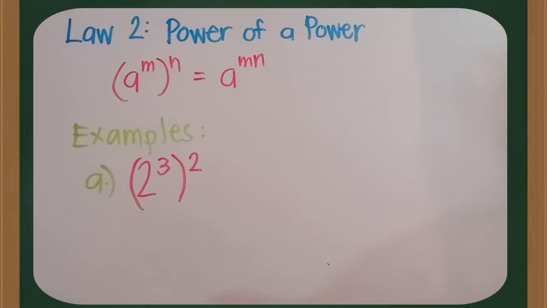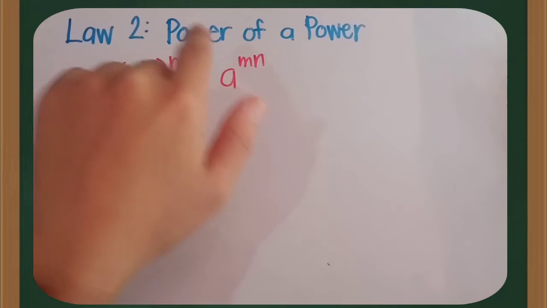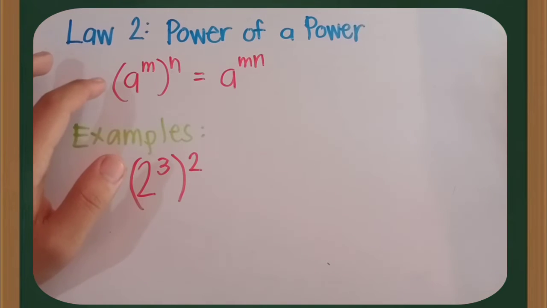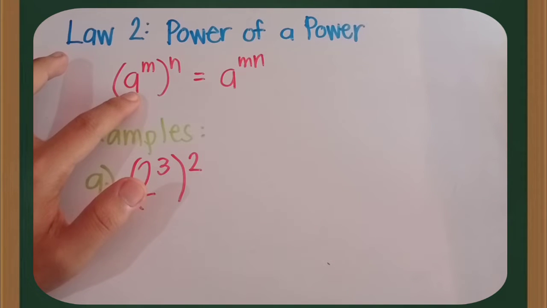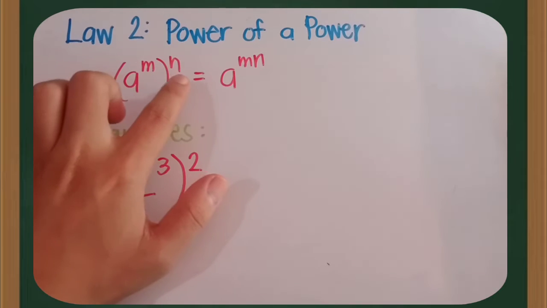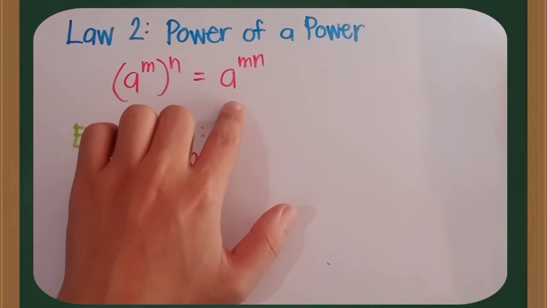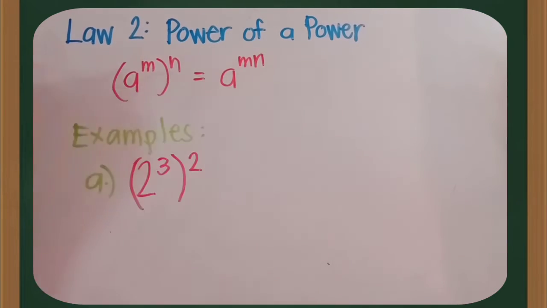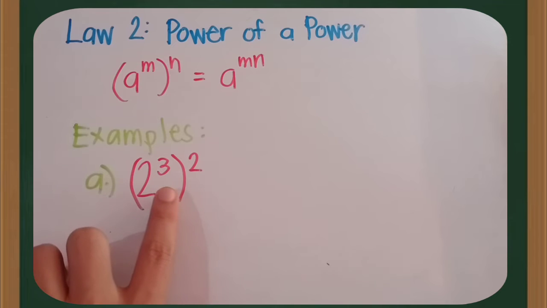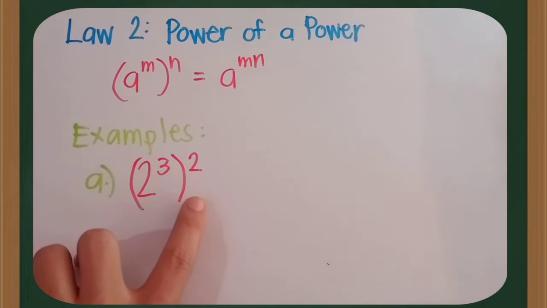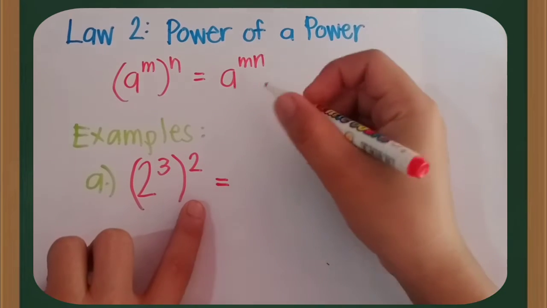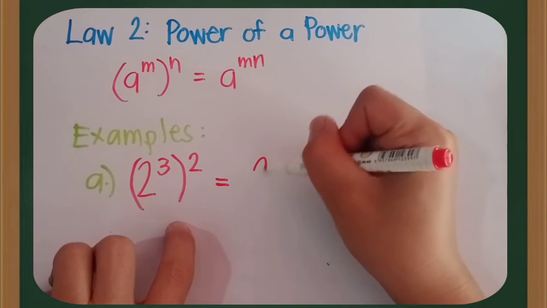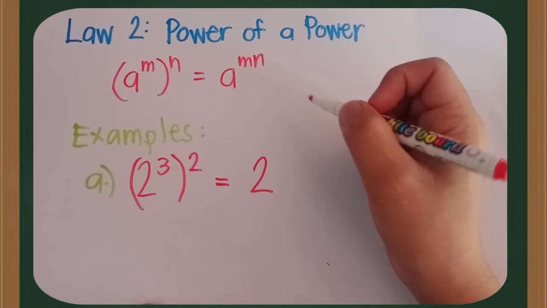Now let's have the second law, which is the power of a power. This law states that A raised to the power of M raised to the power of N is equal to A raised to the power of M times N. Okay, now let's have examples. First example here, we have 2 raised to the power of 3 raised to the power of 2. All we need to do is to copy the base and multiply the two exponents.